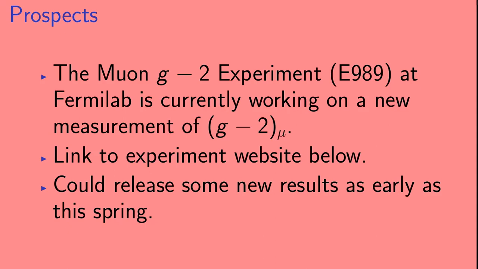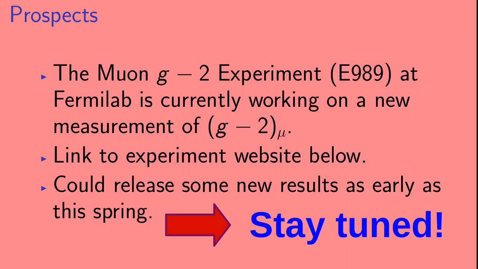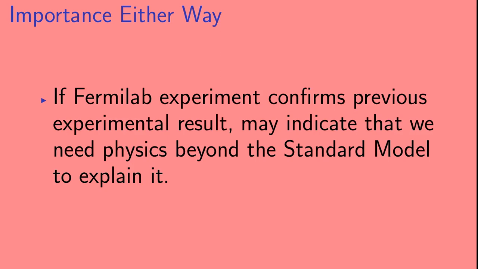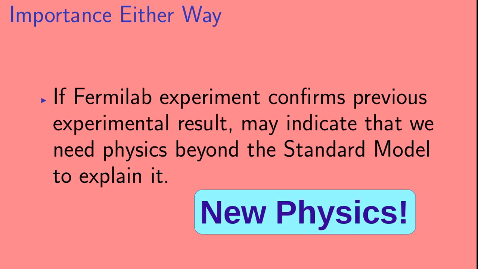Additionally, the Muon g-2 experiment at Fermilab is currently working on a new measurement. You can find a link to the experiment website in the description below. And the experiment could release some new results as early as this spring. So stay tuned. Now, if the Fermilab experiment confirms the previous experimental result, this may indicate that we need physics beyond the standard model to explain it. And that would be fantastic, because we always enjoy discovering new physics.